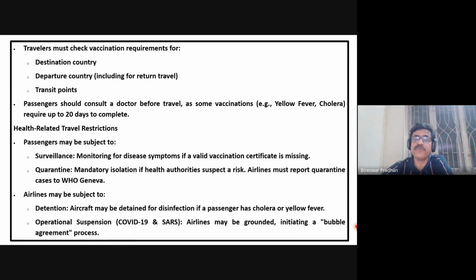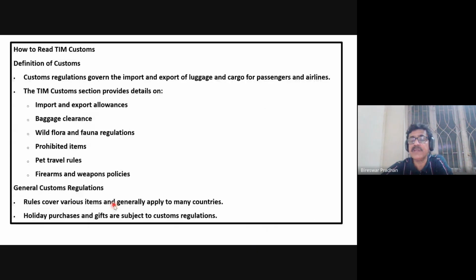Yellow fever. Operational suspension, COVID-19 and SARS. The airline may be grounded, initiating the Bilateral Air Service Agreement process. This is important for safety measures.